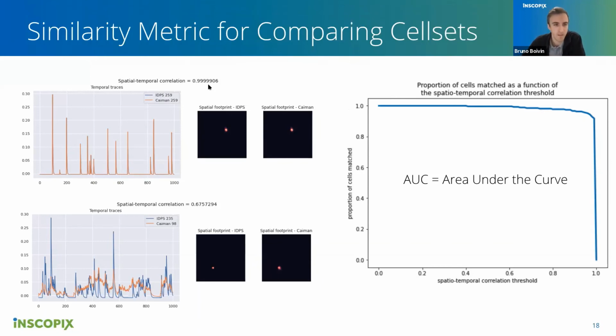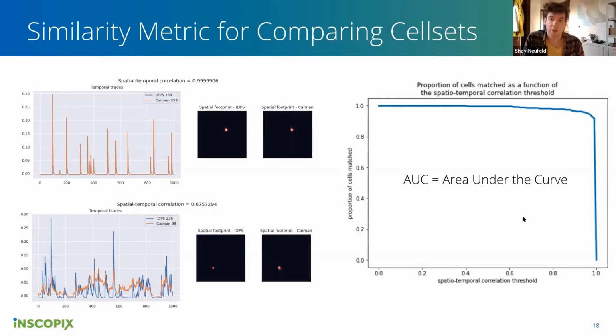Instead of using an arbitrarily chosen threshold, we varied the threshold from 0 to 1 to see what proportion of cells would be matched between CaImAn and IDPS, for all values of the threshold that you could use. That's the graph shown on the right, and it looks like the kind of graph that you would want to see: a curve that's really towards the corner, where regardless of the threshold you're using, you're getting a match between all the cells in the two cell sets.